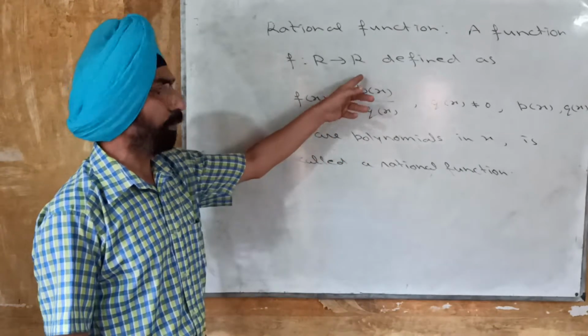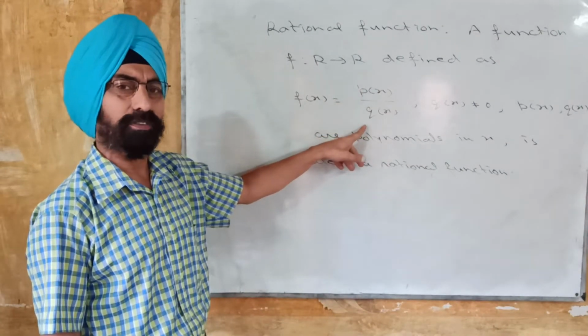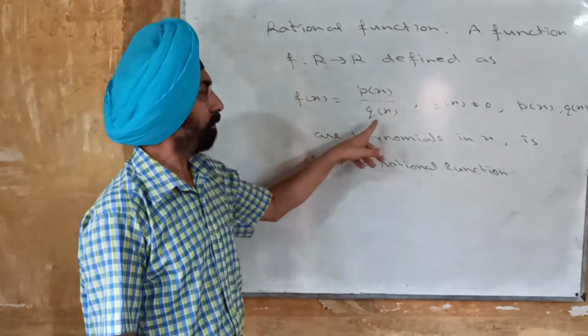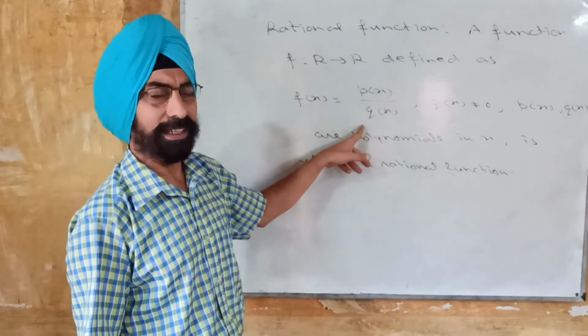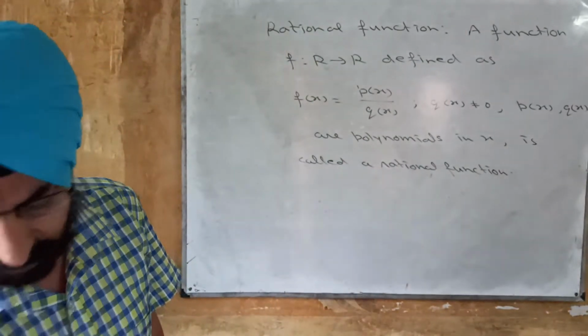So f x is equal to p x upon q x means p x is a polynomial function, q x is a polynomial function, and their quotient, and it is sure that the denominator should not be 0, otherwise it will not be well defined. This function is called a rational function.